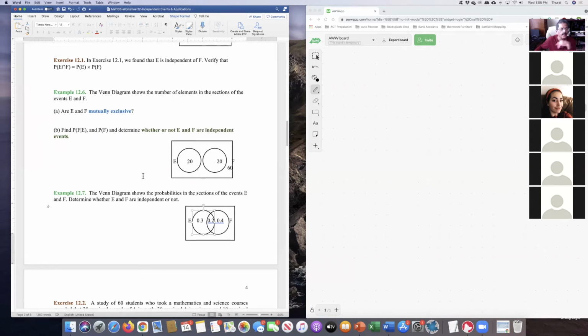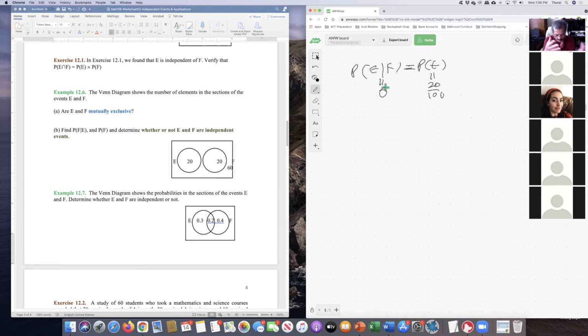So are they independent? No. For them to be independent, probability of E given F must be equal to probability of E. Only then they are independent. But probability of E is not 0, it's 20 over 100, whereas F given E, or E given F, both of them are 0. So they're not equal. So they're not independent.